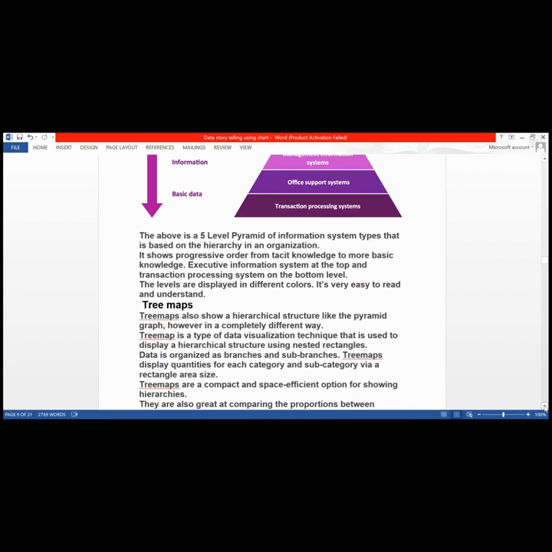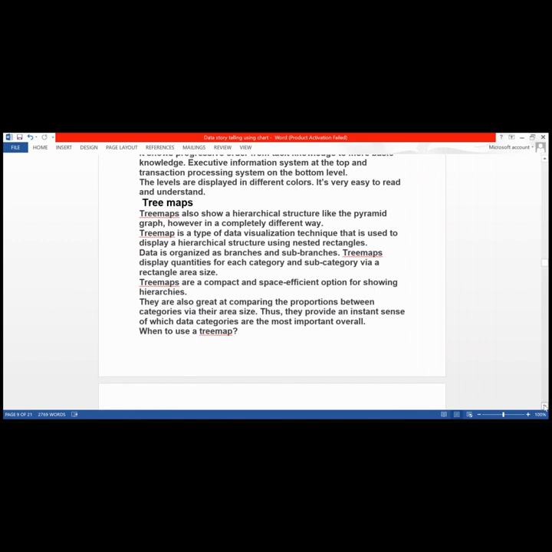Then we have tree maps. What are tree maps? It also shows a hierarchical structure just like a pyramid, but this one is in rectangular order. You understand? So a tree map is a type of data visualization technique that is used to display a hierarchical structure using nested rectangles. Data is organized as branches and sub-branches. Tree maps display quantities for each category and subcategory via rectangular area size. So this is an example.